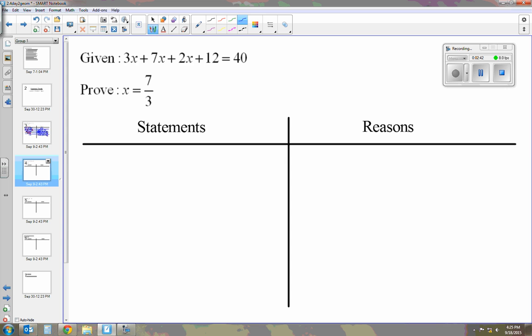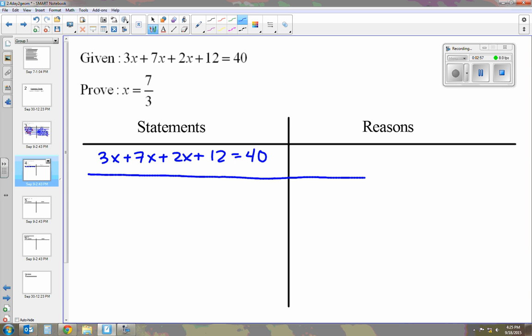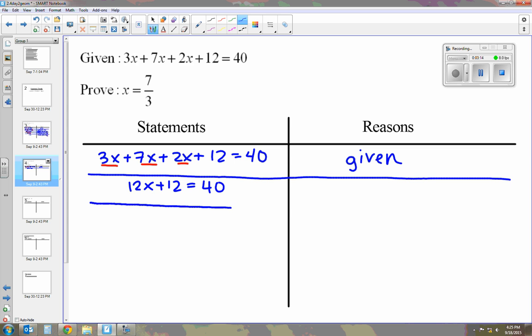Okay, this next one, the very first thing, we write down the given. So we have 3x plus 7x plus 2x plus 12 equals 40. Okay, and the reason for that is our given. Okay. First thing I want to do here is combine like terms. So that gives us 12x plus 12 equals 40. And the special word that we use in proofs for combining like terms is simplify.